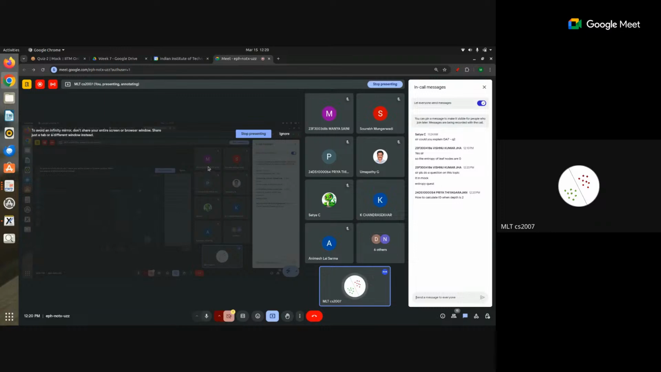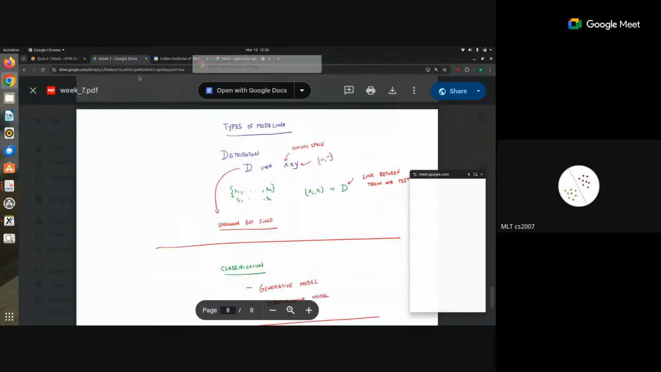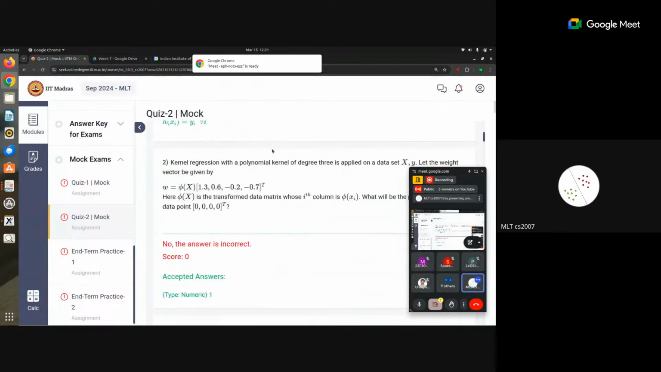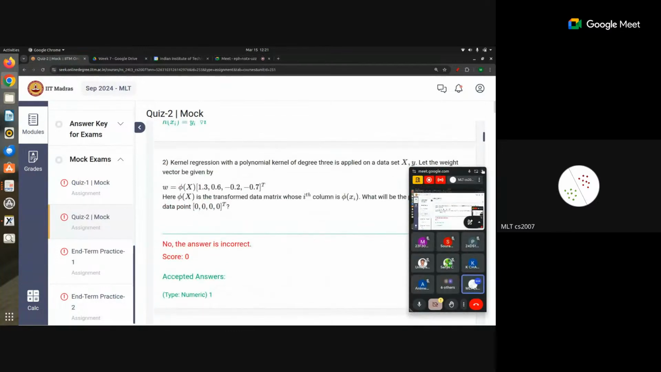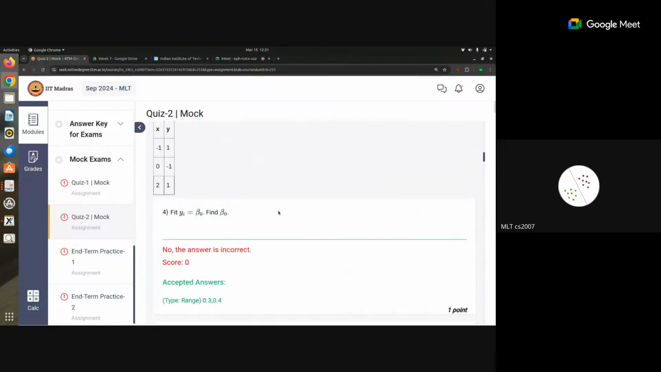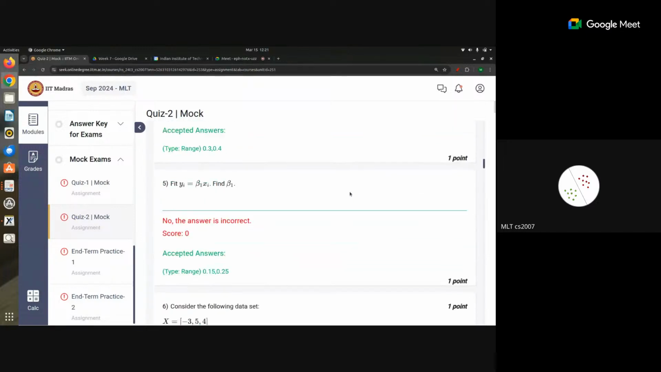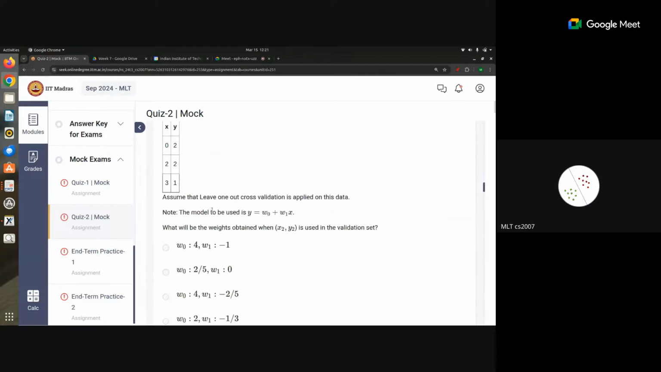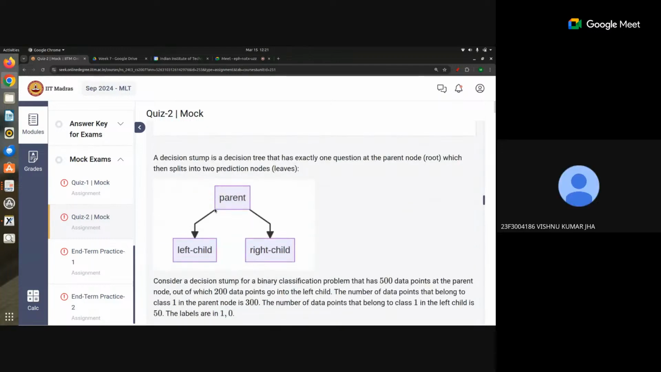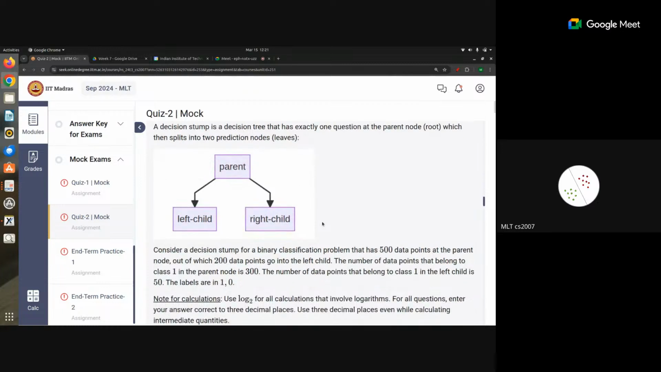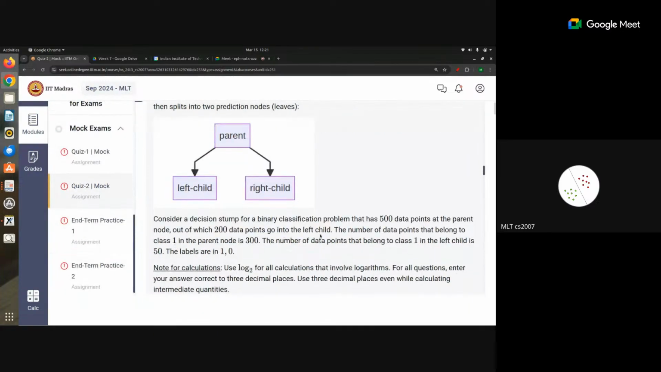How to calculate IG, information gain, when depth is 2? Where? Okay, in this mock you're saying. Where is that question? This one? Yes, sir. A decision stump is a decision tree that has exactly one question at the parent node, which then splits into two prediction nodes. Consider a decision stump for a binary classification problem that has 500 data points at the parent node.